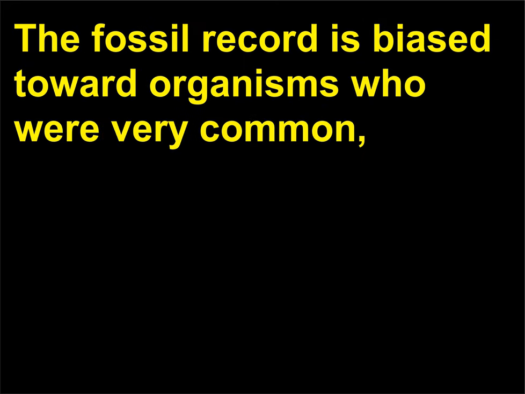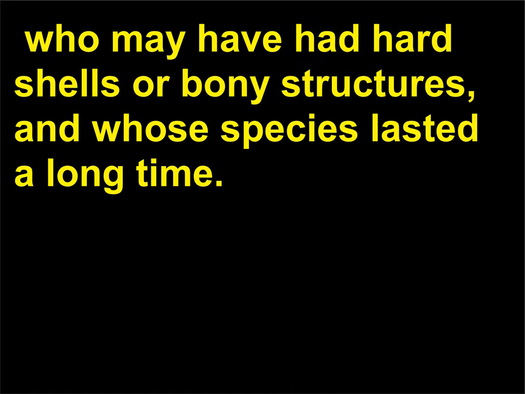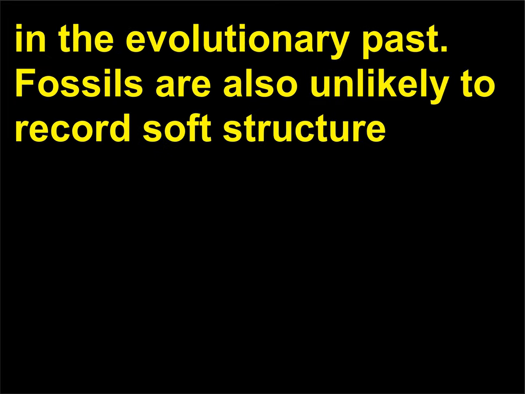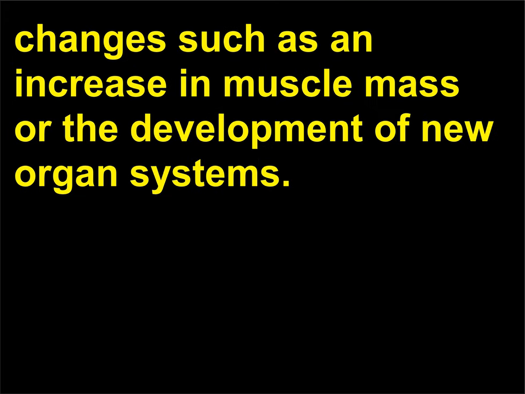The fossil record is biased toward organisms who were very common, who may have had hard shells or bony structures, and whose species lasted a long time. Therefore, it does not give us a full picture of what species may have been active in the evolutionary past. Fossils are also unlikely to record soft structure changes such as an increase in muscle mass or the development of new organ systems.